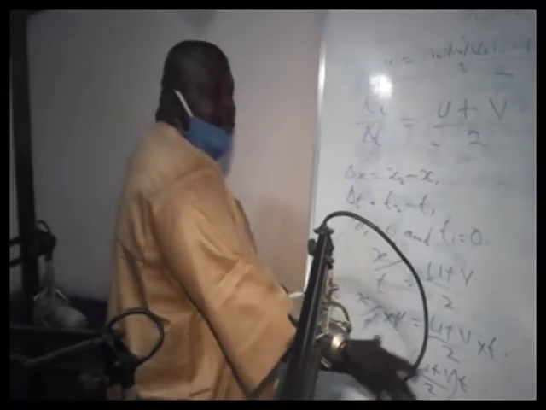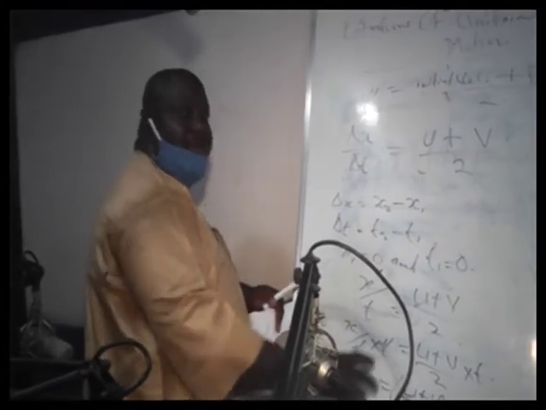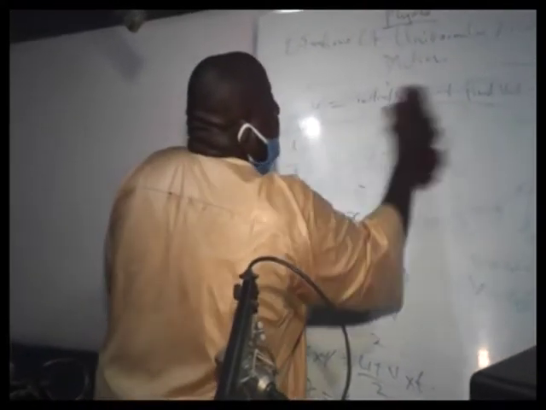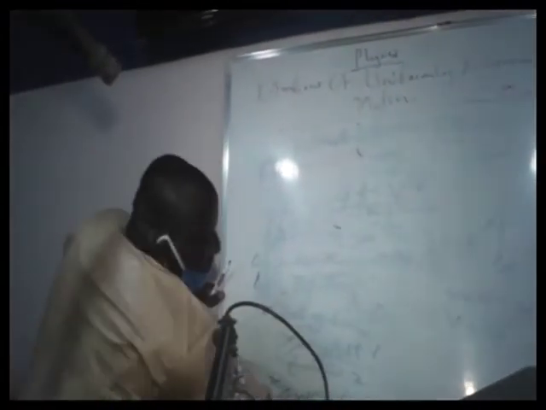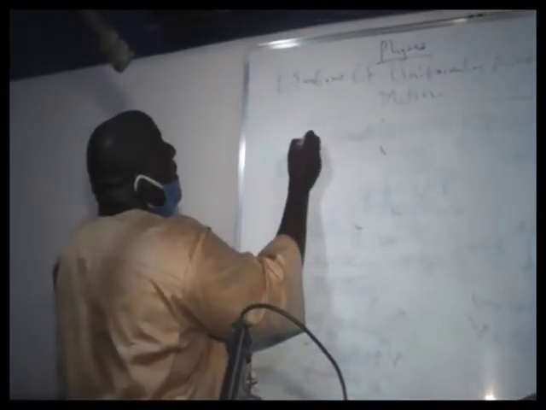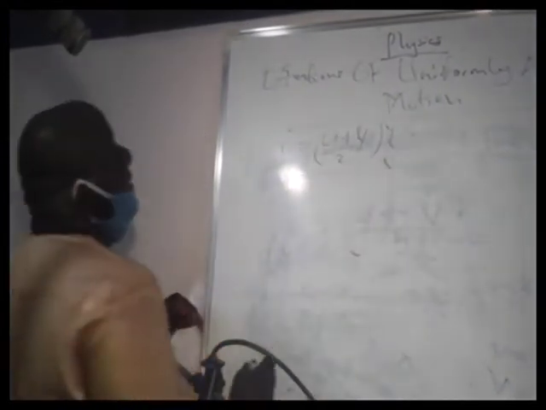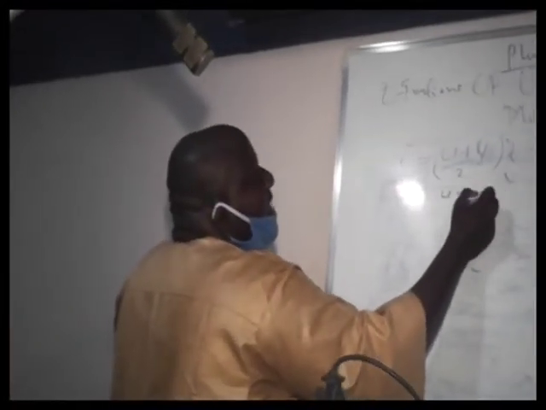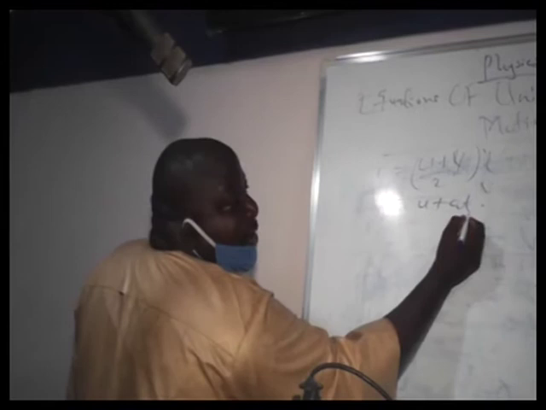So the next step, we'll now use this equation to refer back to the first equation of motion so as to derive the second equation of motion. Let me bring the formula up: s equals u plus v all over 2 multiplied by t. Now, from equation 1, we know that v equals u plus at. So wherever we see v, we substitute this value, u plus at.